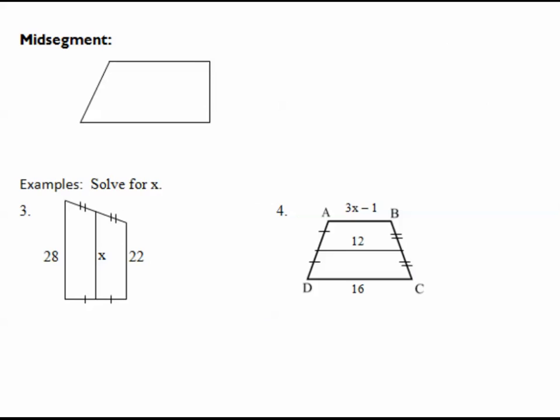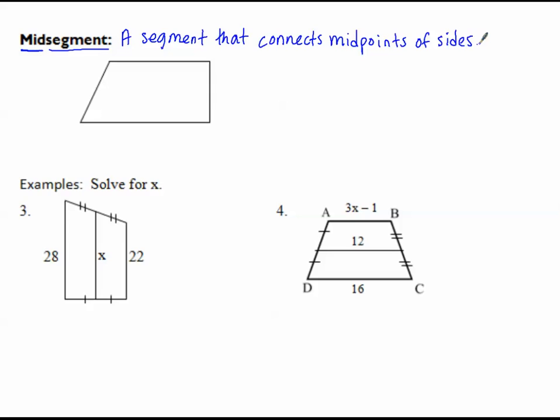What is a midsegment? It is a segment that connects midpoints. A midsegment can be for a triangle or a trapezoid. It is a segment that connects midpoints of sides. Now, for a trapezoid, it's going to be the segment that connects the midpoints of legs, specifically the legs.